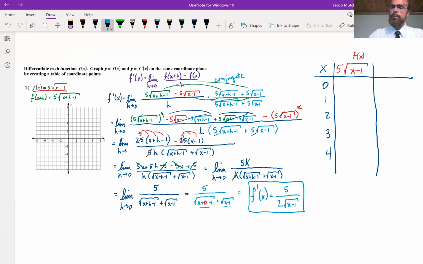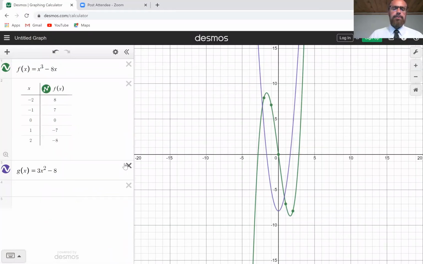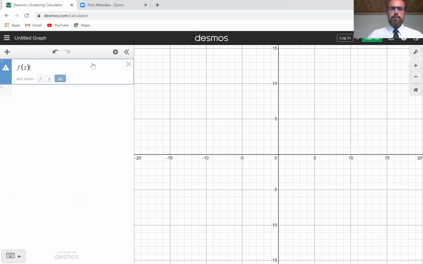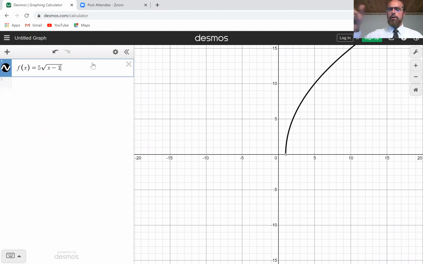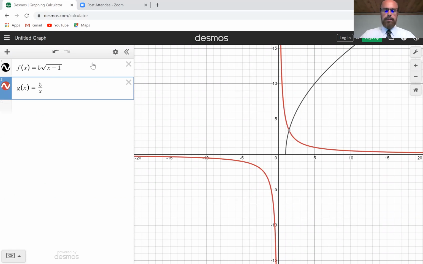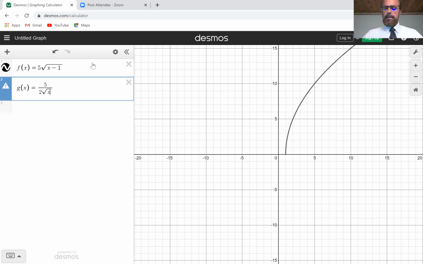So f prime of x is what we just calculated. That's 5 over 2 times the square root of x minus 1. So let's head to Desmos and create those y values there. Desmos has the added bonus of letting you see the graphs before you have to graph them yourself. So f of x, the original, is 5 square root x minus 1, so a very tall square root function there. And then g of x, which we'll just put in for our derivative, is the fraction 5 over 2 times the square root of x minus 1.